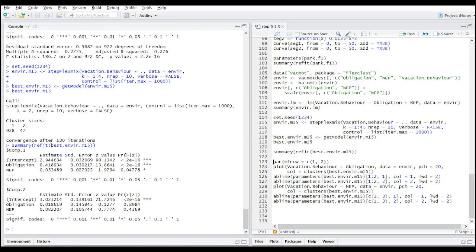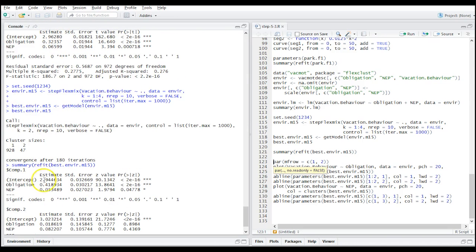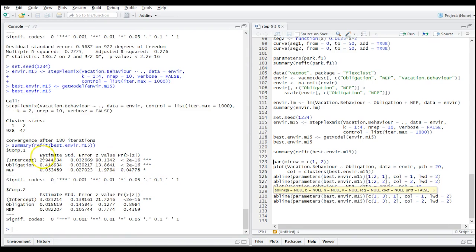Let's look at what kind of models we fitted. We refit again, and we look at the summary. So we see we have the 2 components here, and for one component we see that compared to the linear model, in particular the coefficient for obligation is now increased, and this also means that we are able to get a higher R squared value for that component. It also indicates that obligation is much more important to predict vacation behavior than the NEP score.